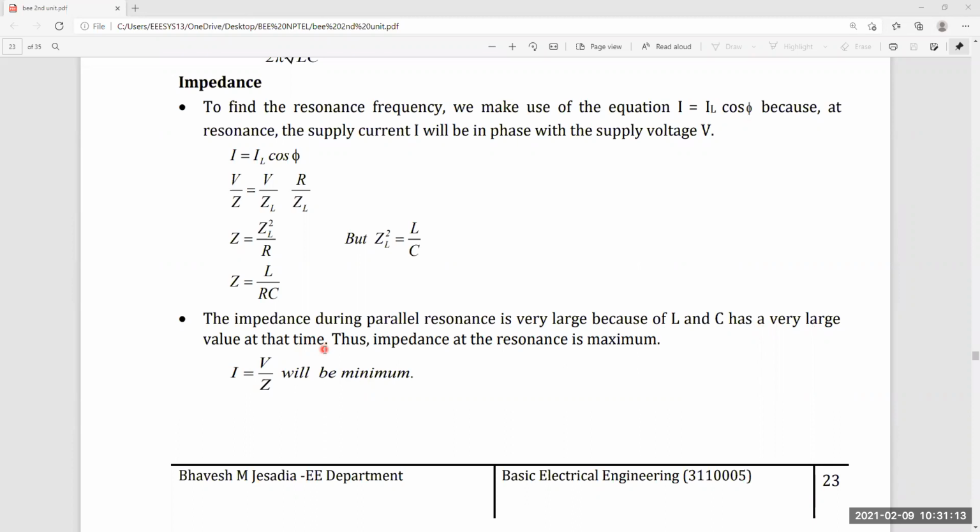Thus, impedance at resonance is maximum. But in a series RLC circuit, I is equal to V by Z, and that Z is equal to only R. So that is only the resistance effect. XL is equal to XC, so XL minus XC is equal to 0 in series. There is no effect of inductive and capacitive reactances. That's why in a series RLC circuit, impedance is minimum.